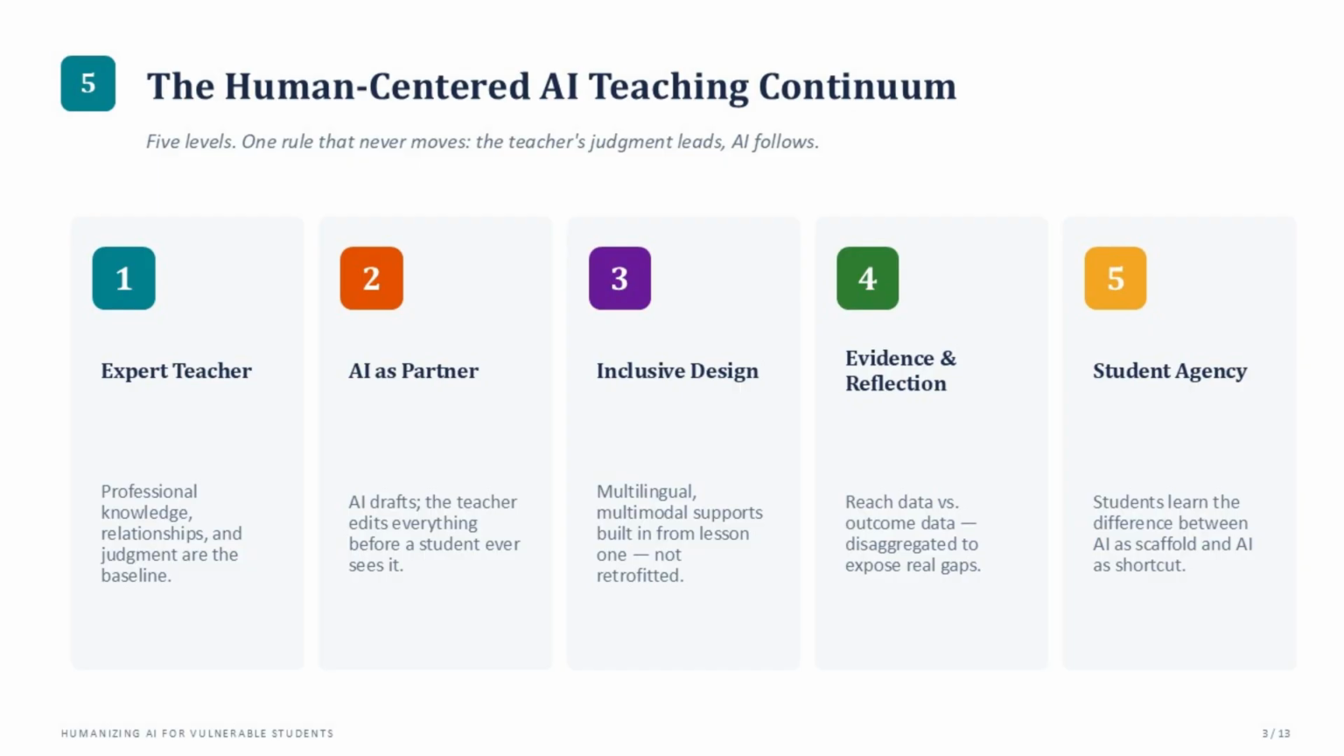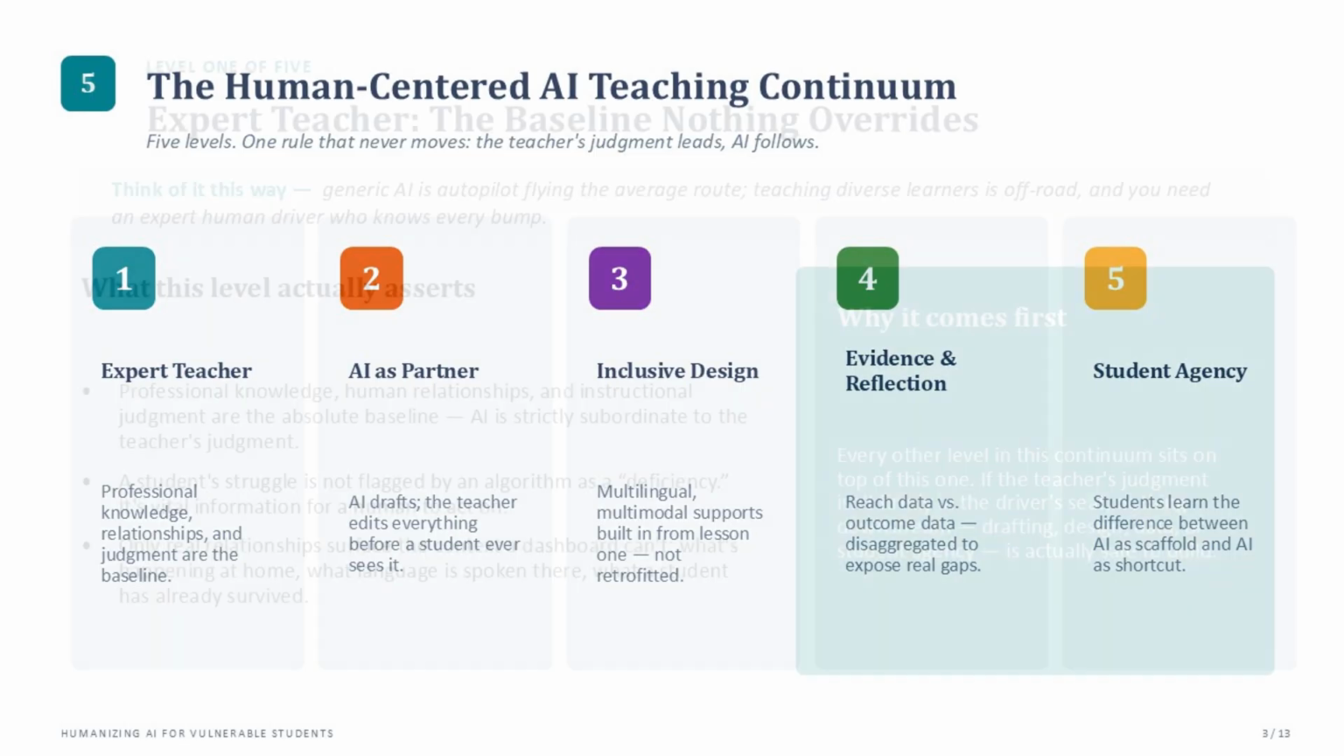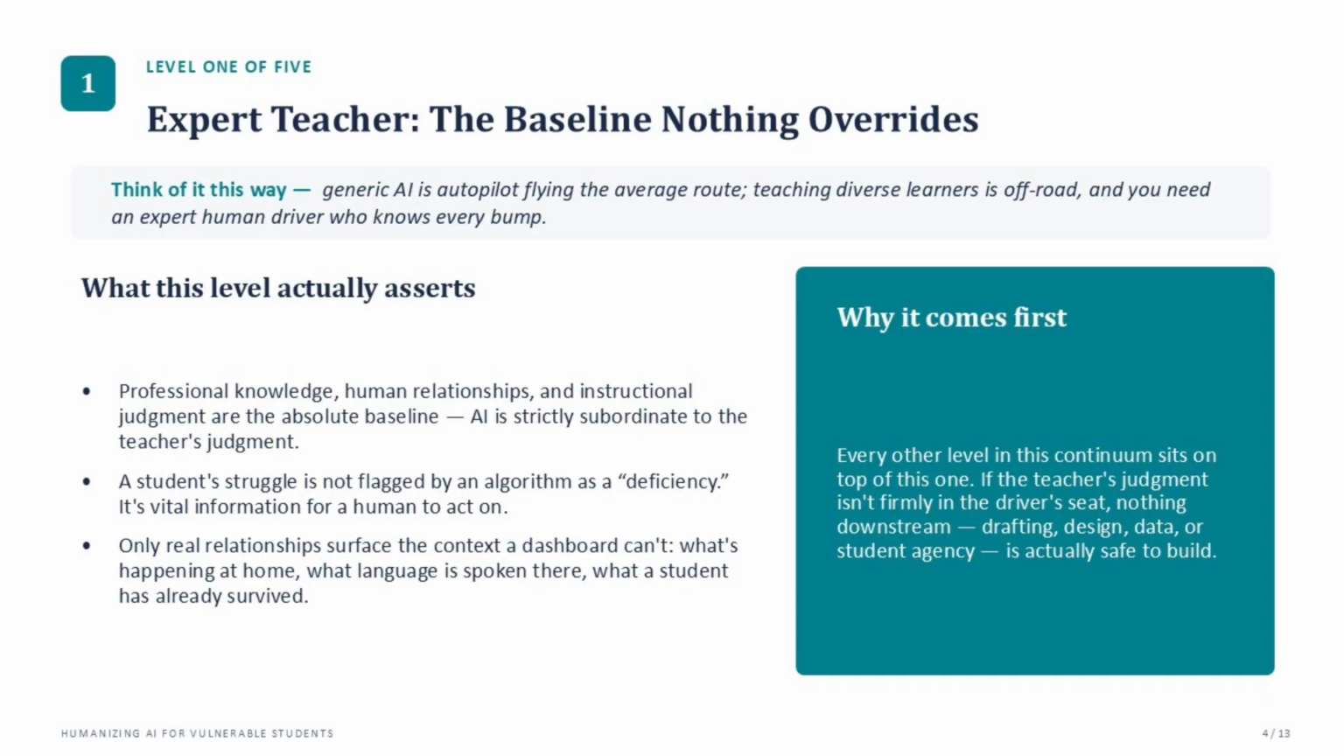And what's fascinating here is how this human-first approach reframes the whole learning process. How so? Well, the AI is strictly subordinate to the teacher's judgment. So in this framework, a student's struggle isn't flagged by some algorithm as a deficiency. Okay, I'm with you. It's actually treated as vital information for the human teacher to act on. Oh, I see. Because the dashboard can't tell you how a student uses their home language, right? Exactly, or what their family context looks like. Only a real human relationship surfaces those kinds of insights.